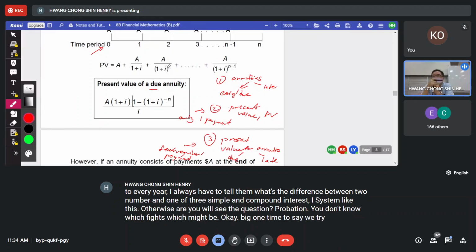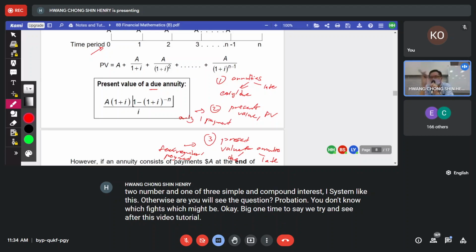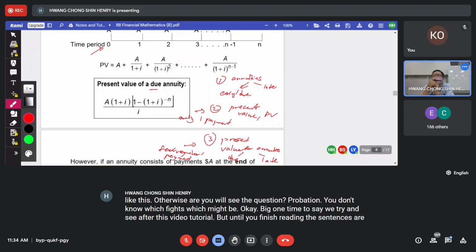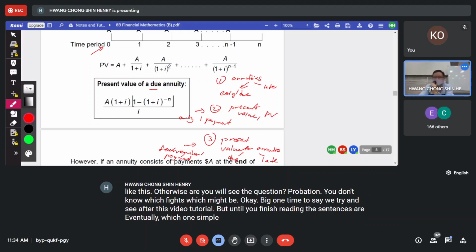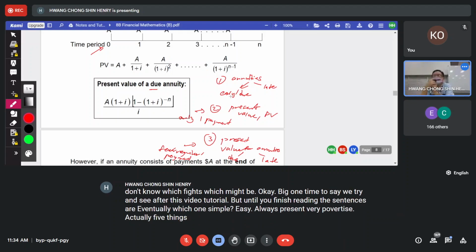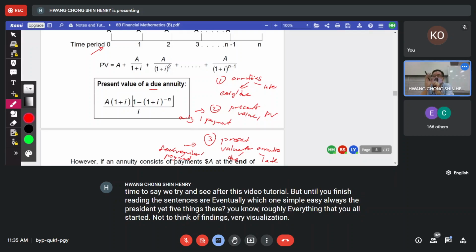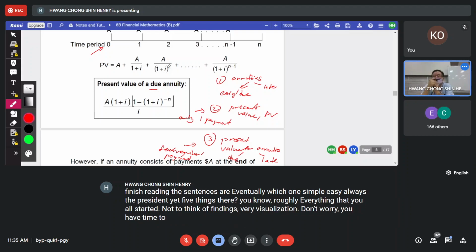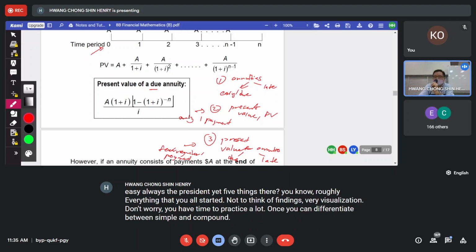You try and see after this, when you do a tutorial. By the time you finish reading the sentences, you're not sure already. Which one? Simple or compound? Is it annuities? Or is it present value? Or is it present value for annuities? Actually, you have 5 things there. You get what I mean? I roughly can think that you all start to think, oh, there are 5 things there. Which one is which one? Don't worry, you have time to practice a lot. Once you can differentiate between simple and compound, between annuities, present value, and present value for annuities, then no problem with it.